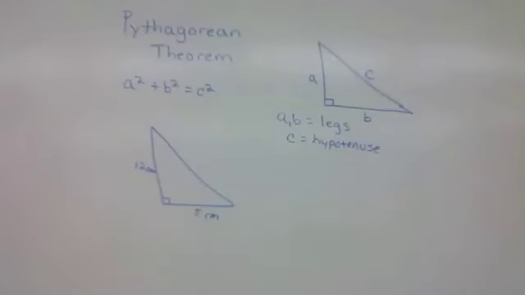And so to give you the definition of the Pythagorean theorem: the sum of the squares of the lengths of the legs A and B of a right triangle is equal to the square of the length of the hypotenuse C, and is written as A squared plus B squared equals C squared.